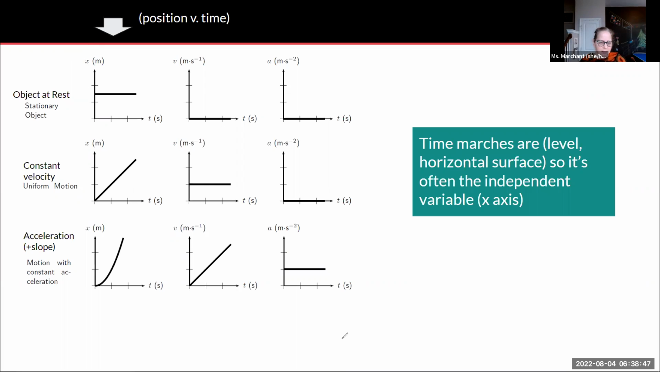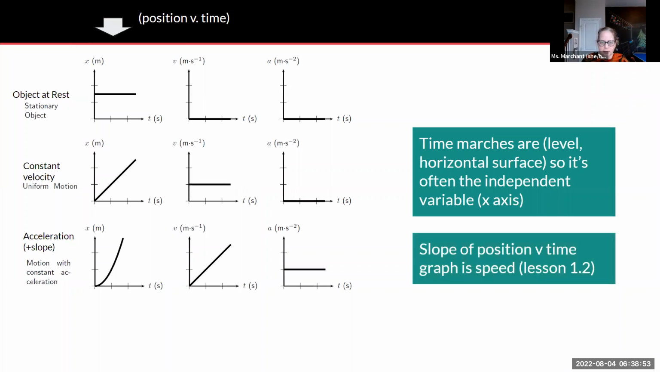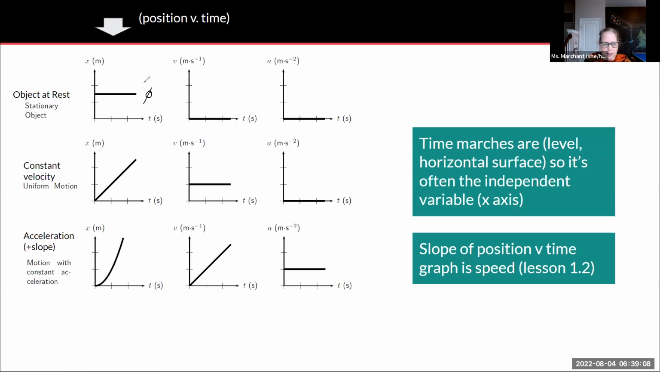And so there we have that information. So what else can we get from this graph? If we take the slope of it, we get speed. This one here is labeled as object at rest, but you would actually know that this is a horizontal line. So the slope is 0, and so the speed is 0.